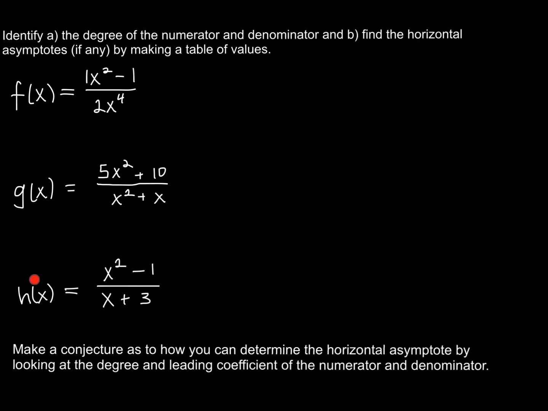I'll be checking that you have tables and an answer to A for all of these. And so use your table to conclude what your horizontal asymptote should be. So you should have a horizontal asymptote, in other words, an equation y equals something that dictates what your horizontal asymptote is. Then, once you've done that, you're going to want to make a conjecture as to how you can determine the horizontal asymptote simply by looking at the degree and the leading coefficient of the numerator and denominator. So go back, take a look at these 3 examples, and write a sentence or 2 about how you think you could do that, and we'll discuss it together on Monday.